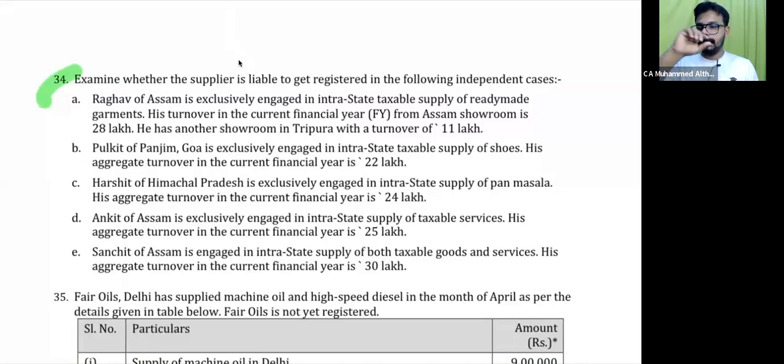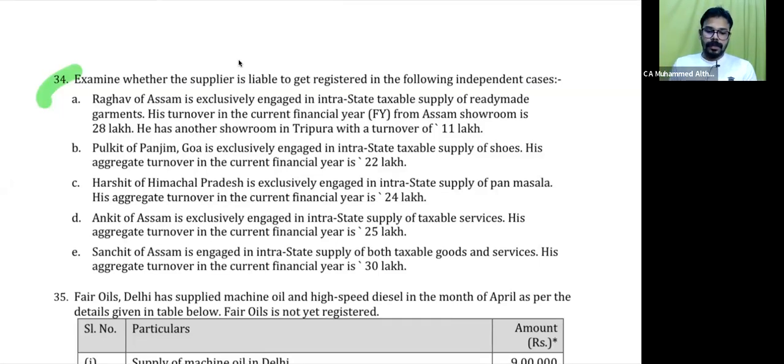Second one, liable now. Supply of shoe, Goa. Shoe is a goods. So the Goa limit will be 40 lakhs. So not liable because aggregate turnover is not crossing.